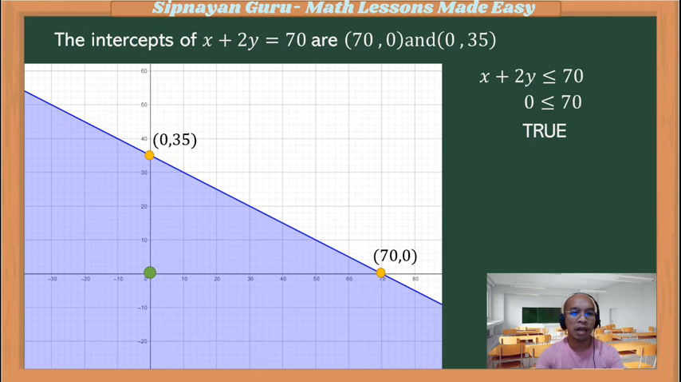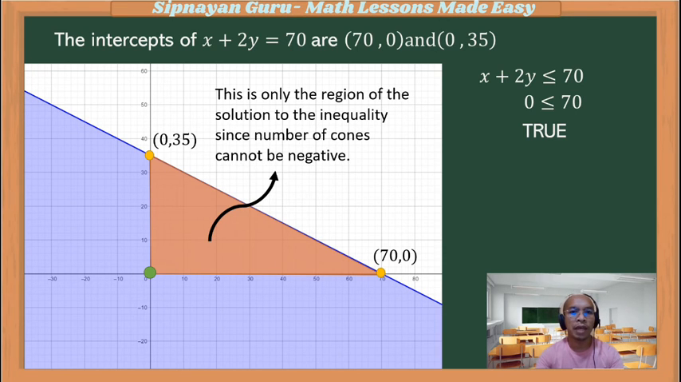So since the number of cones cannot be negative, we will choose only part of the shaded region to represent the possible ways that George can choose for the number of small and large cones respectively. So these are the region that will represent the solution to this given inequality. And let's try to find out one point that can be found here. Suppose we have this coordinate. So this is 10 and 20.